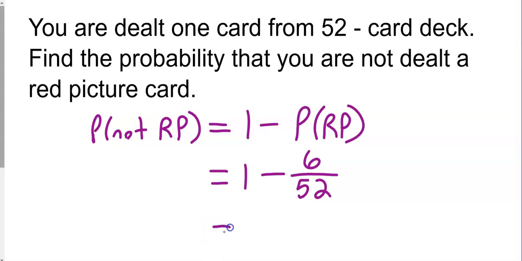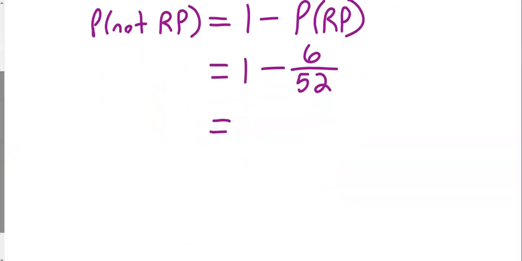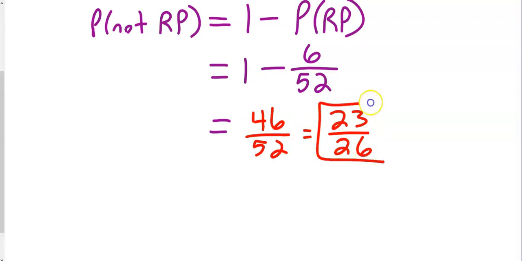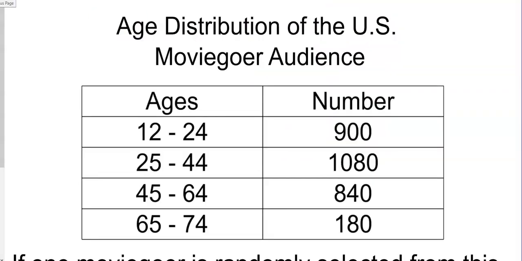So you go to your calculator, you let it do its job, and if you actually found the not RP, it would have been 46 out of 52, which reduces to 23 out of 26. And there you go. So 1 more problem, and we're going right back to that chart that I gave you from the beginning. So this is the same chart.